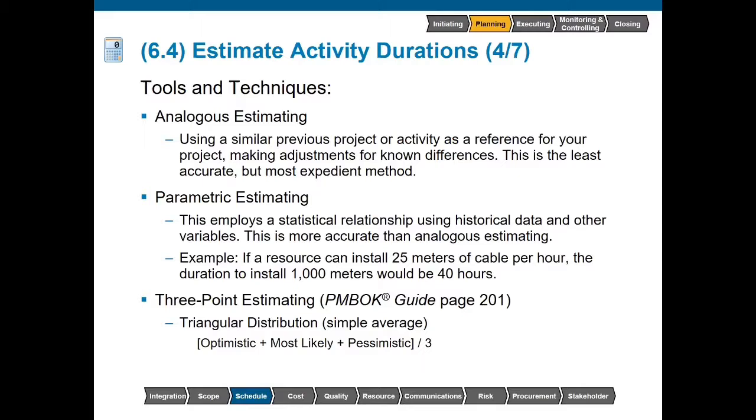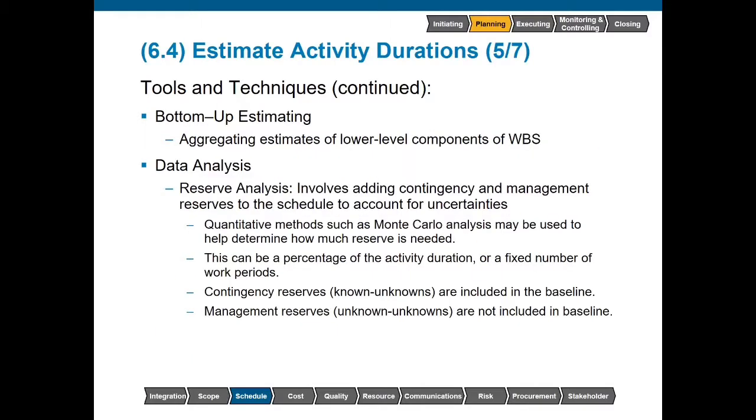But then we have the optimistic estimate. If things go better than we had originally anticipated, if things are just absolutely awesome and the stars align, what is the shortest amount of time that we can complete this? By taking these three numbers and dividing by 3, we can come up with our triangular distribution or simple average of these three-point estimates.